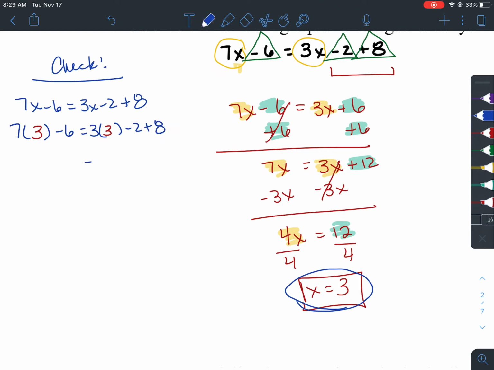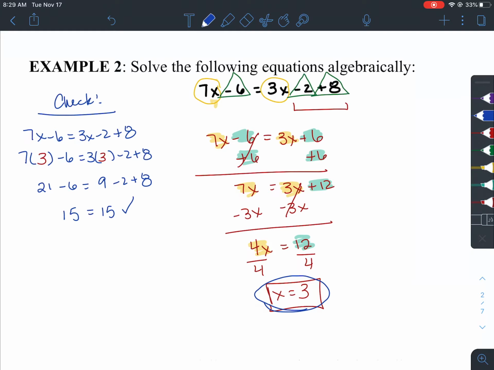And then what you're going to do is you're going to evaluate on each side. So on the left side, we have 7 times 3, which is 21 minus 6. On the right side, 3 times 3, which is 9, minus 2 plus 8. Of course, we're using the order of operations. So we have 21 minus 6, which is 15. Then you have 9 minus 2, which is 7. 7 plus 8 is 15. Since both sides are equal to each other, x equals 3 is correct.